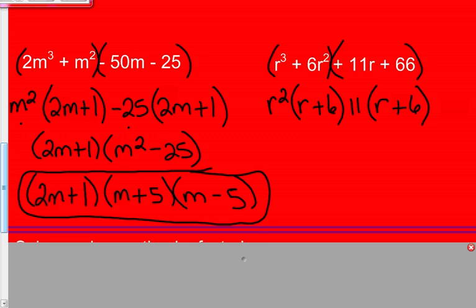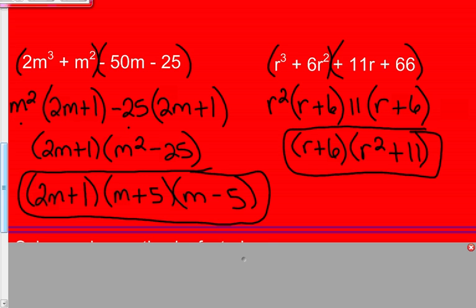So we're left with r plus 6 times r squared plus 11. And we're finished because this is not a difference of squares. There are no differences, so this is over. There's our final answer.